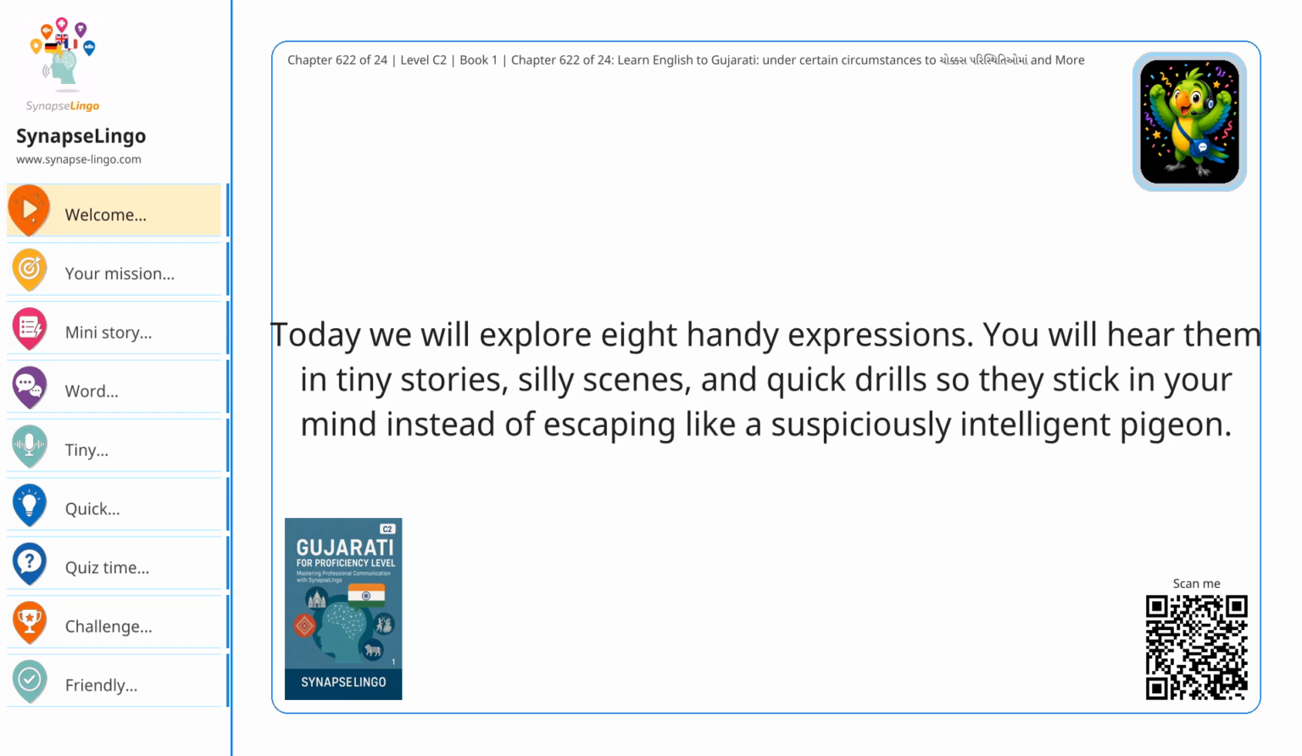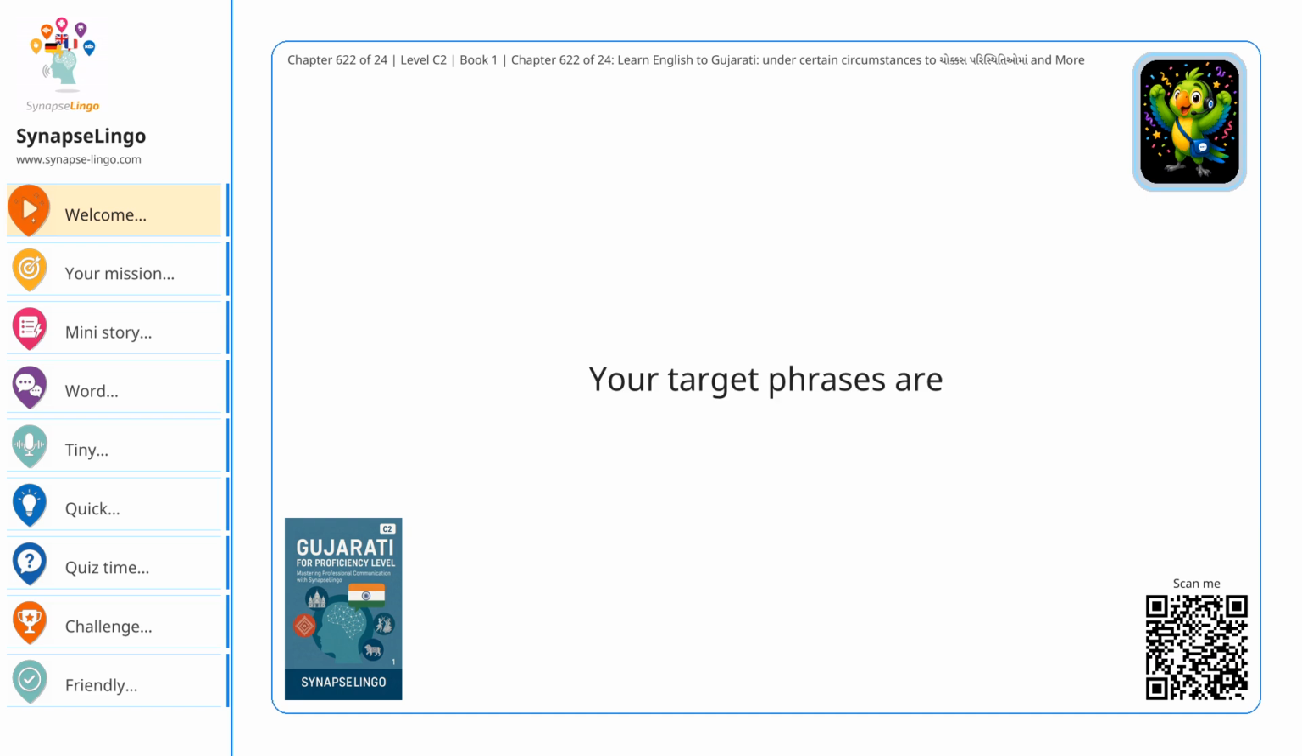You will hear them in tiny stories, silly scenes, and quick drills so they stick in your mind instead of escaping like a suspiciously intelligent pigeon. Your target phrases are ચોક્કસ પરિસ્થિતિઓમાં for under certain circumstances, જરૂર પડે તો for if necessary, મોટા ભાગે for largely, મોટા ભાગે for mostly, આંશિક for partial, ભાગોમાં for in parts, ચોક્કસ સમયે થતું for selective and તાત્વિક રીતે for tendentially.